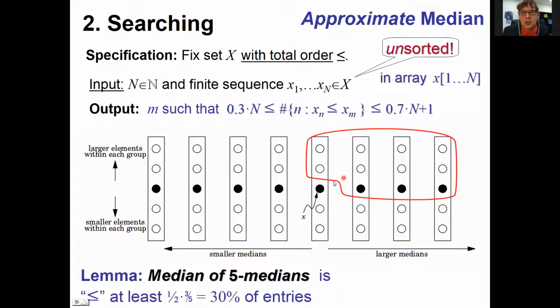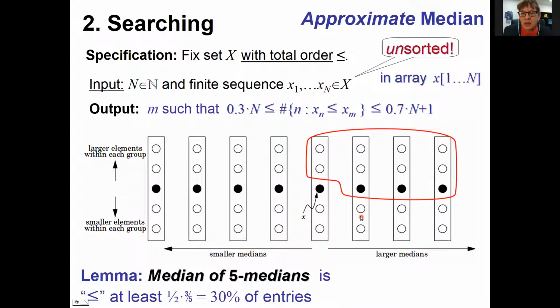Also, these two are larger or equal than this. And the same here. This median is larger or equal than this. And these two are larger or equal than the median. Therefore, all these are larger or equal than the median of 5 medians, and so on. So that means all the elements in the red circle are greater or equal than the median of 5 medians we have just calculated. And now that's at least these, right?